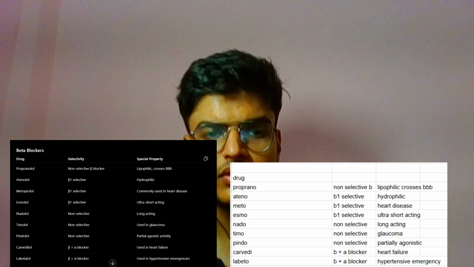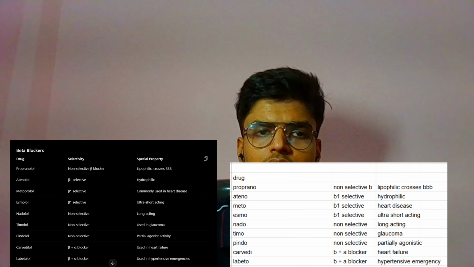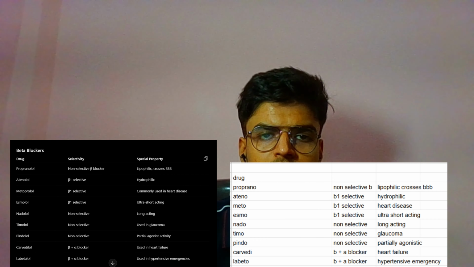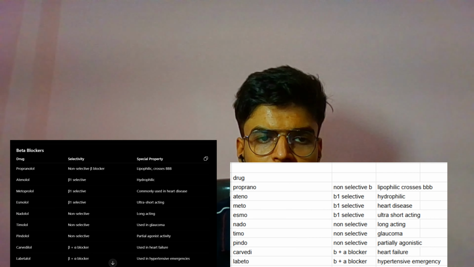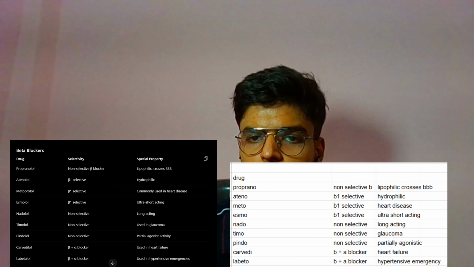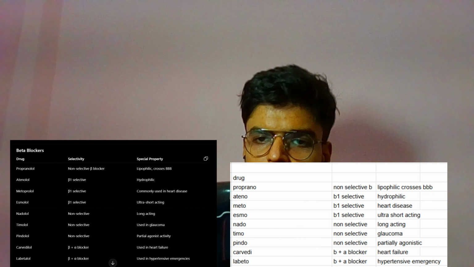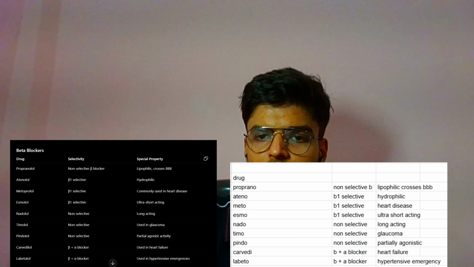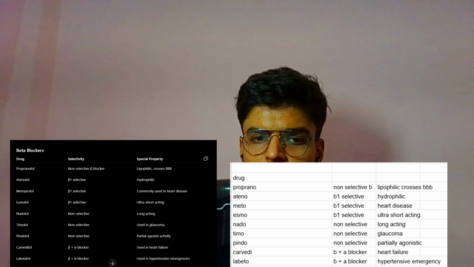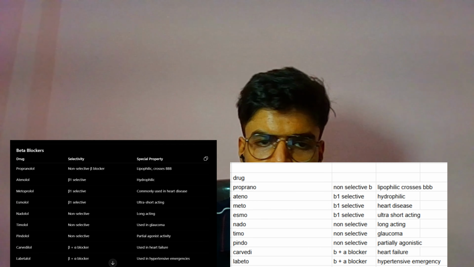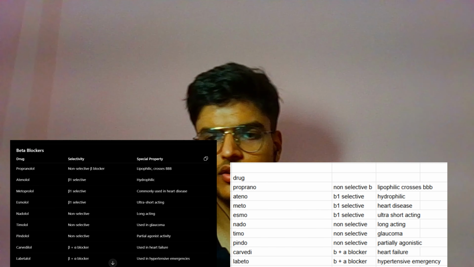Now let's check. Let me put this one also in another tab and we will check. Propranolol, non-selective beta blocker. So this is non-selective beta, not beta 1. Lipophilic, crosses blood-brain barrier. Atenolol, beta 1 selective, hydrophilic. Metoprolol, beta 1 selective, commonly used in heart disease. Esmolol, beta 1 selective, ultra short acting, ultra fast acting.